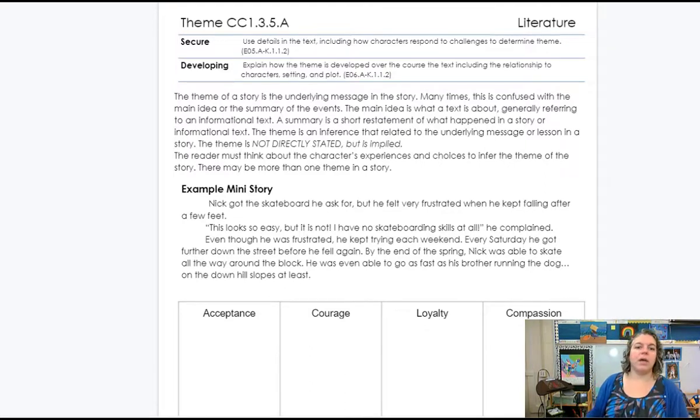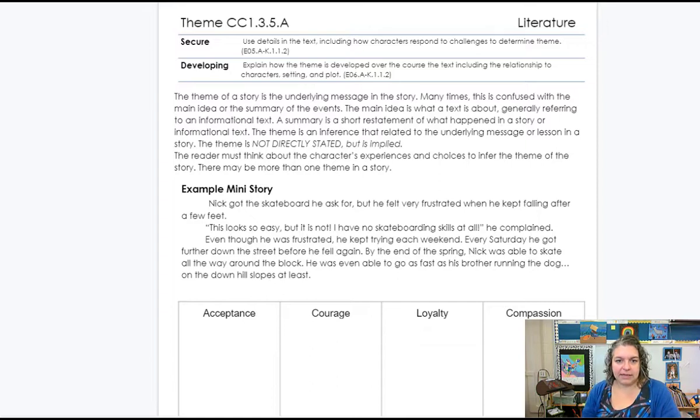literature or story. So the secure skill is that we would use details in the text, including how the characters respond to challenges to determine the theme. And then we're explaining how theme is developed over the course of the text, including relationships to characters, setting, and plot. So that's using that story arc to see how the theme fits in with that. The theme of a story is the underlying message in the story.